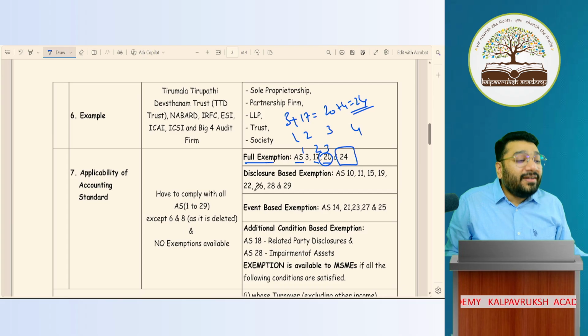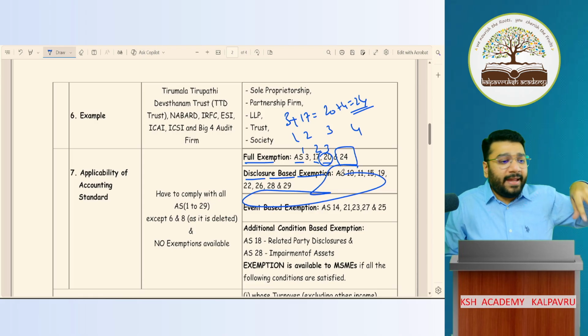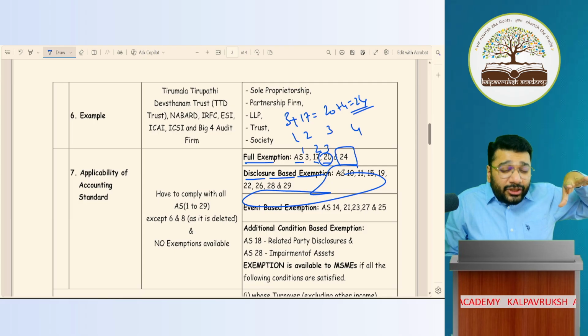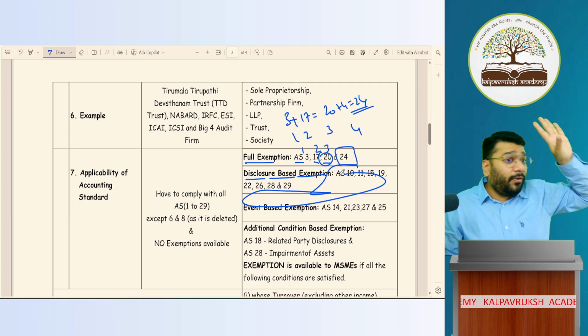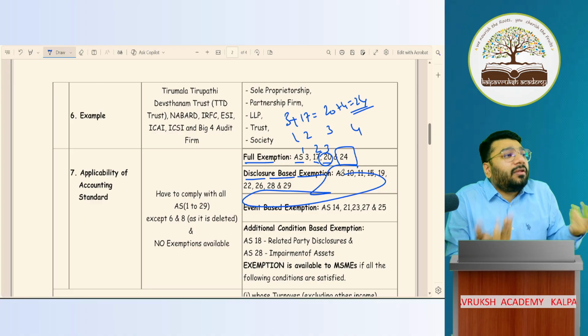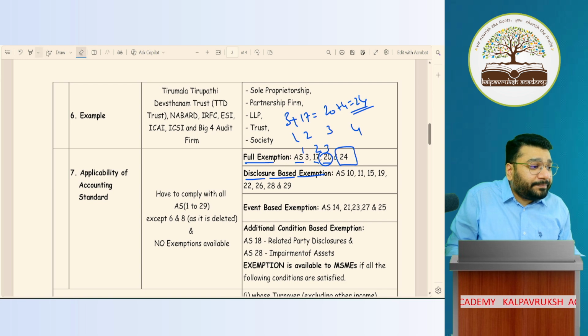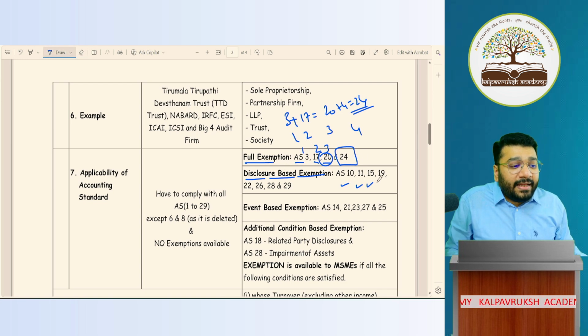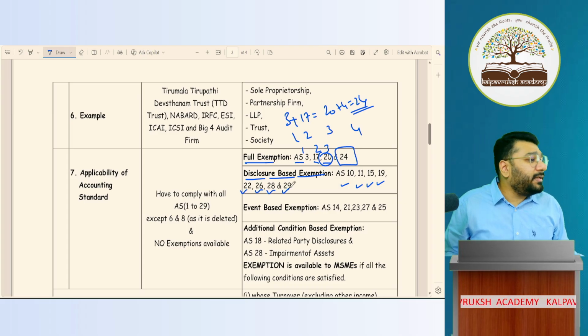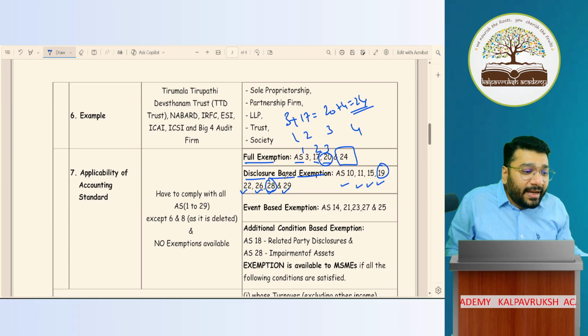Now, disclosure-based exemption means what? In these accounting standards, the measurement-based aspect, recognition-based aspect, and presentation-based aspect, you have to follow. The disclosure part, you disclose this, that you need not follow. Which are those AS? All the disclosure requirements of AS 10, 11, 15, 19, 22, 26, 28, 29 are considered here. In companies, what is there? Disclosure-based exemption is only 19, 28, 29.